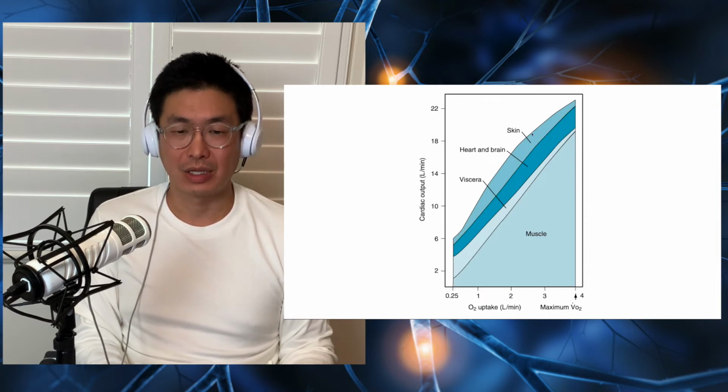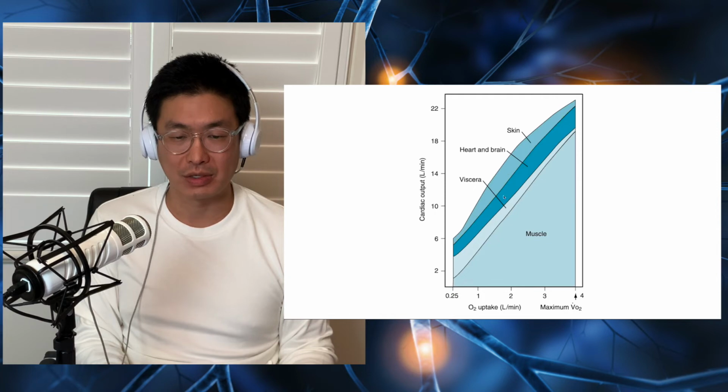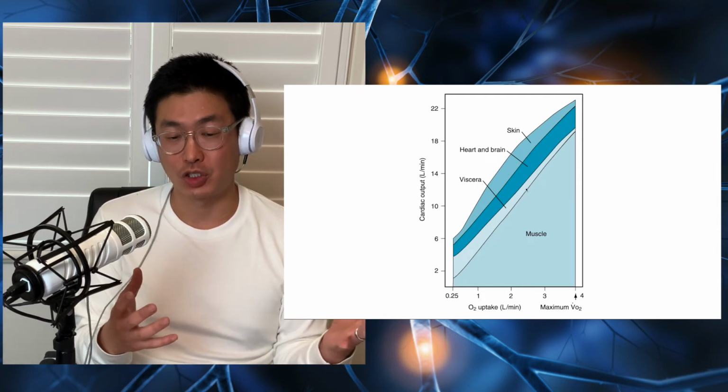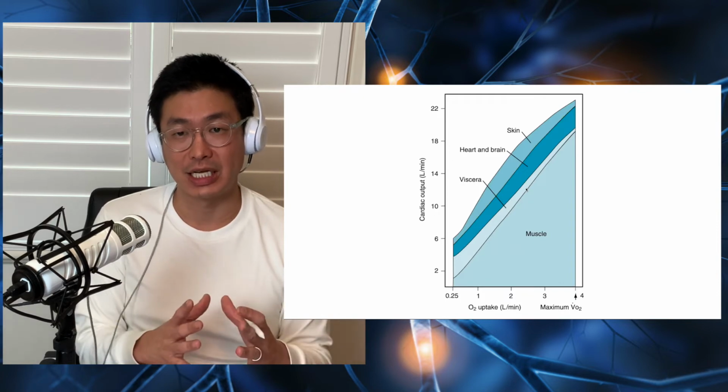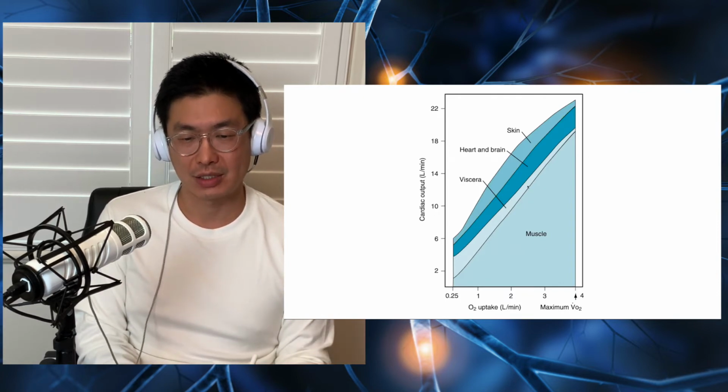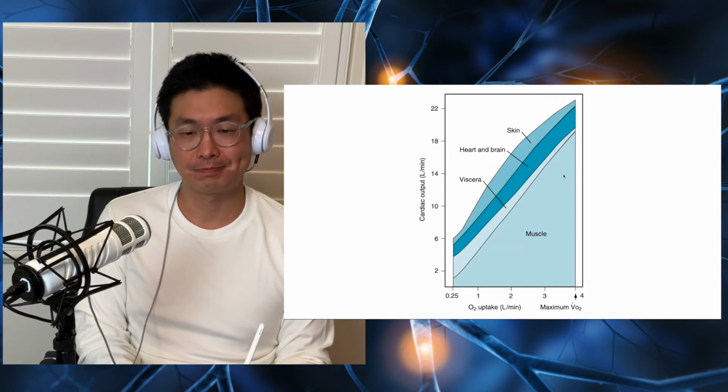So the important component here is that your visceral blood flow, which represents your blood reservoir, starts decreasing, and that blood starts moving away to other areas such as muscle.